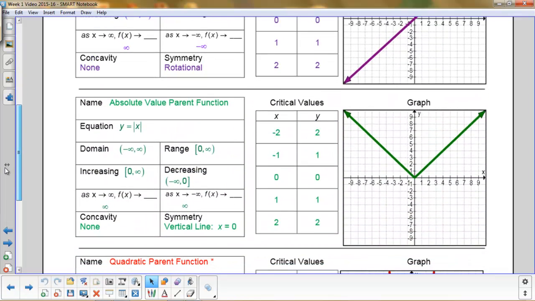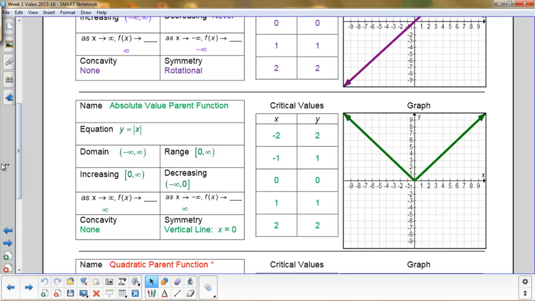Our second function is known as the absolute value parent function, and we get back to those vertical lines. y equals the absolute value of x is the way that this is stated. Notice from the graph that our domain goes from negative infinity to positive infinity. However, the range does not have that same interval.